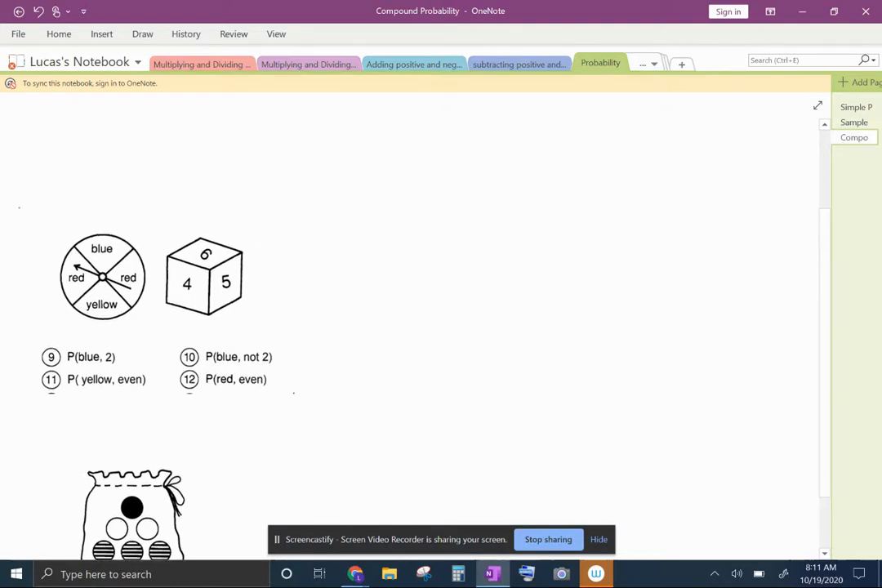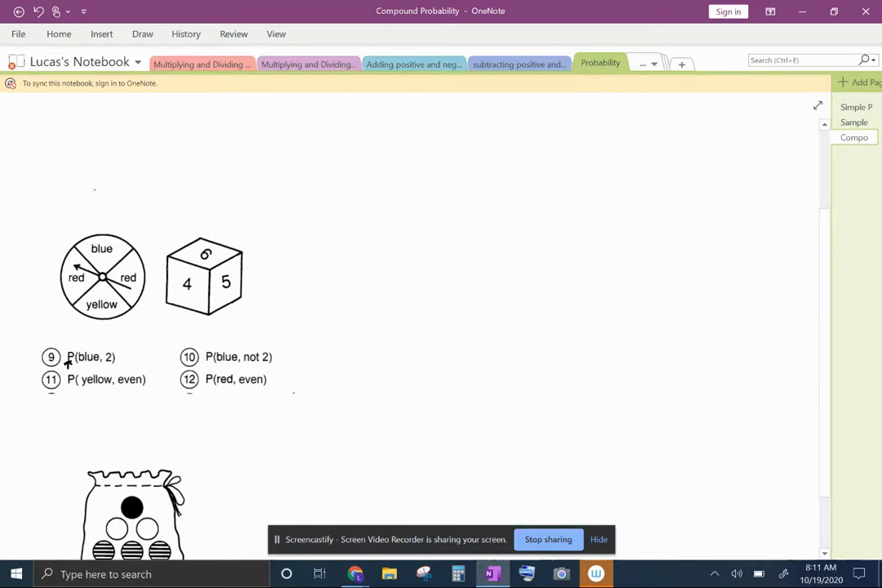So it has a blue spinner, okay? And then this is a six-sided die, which is going to have the numbers 1, 2, 3, 4, 5, and 6. And so number 9 is asking for the probability, P stands for probability, that we will land on blue first and then a 2.